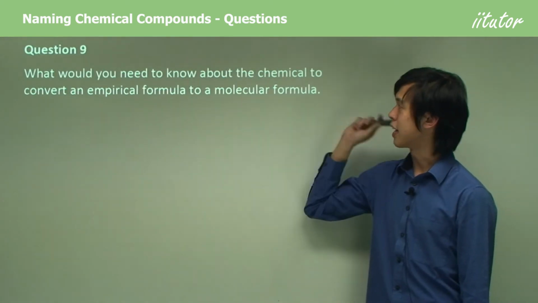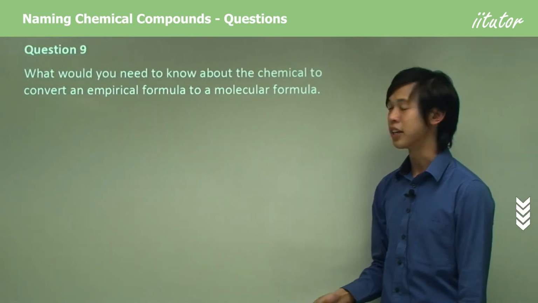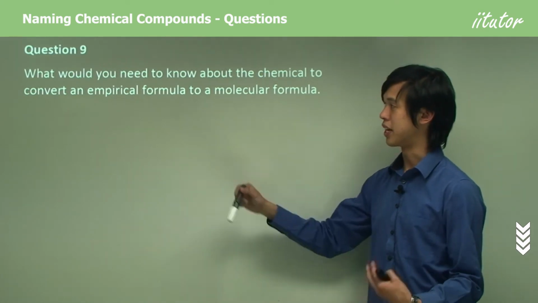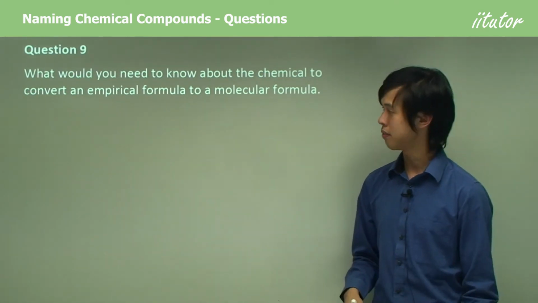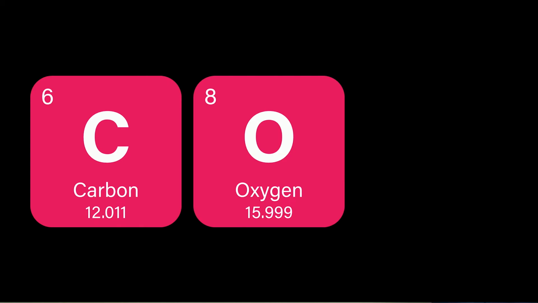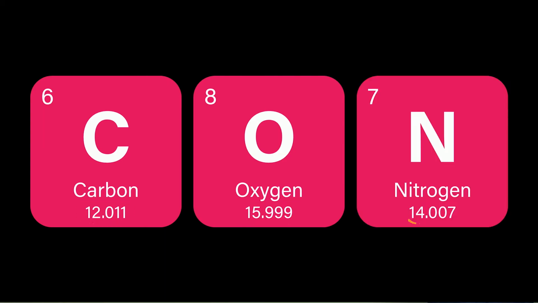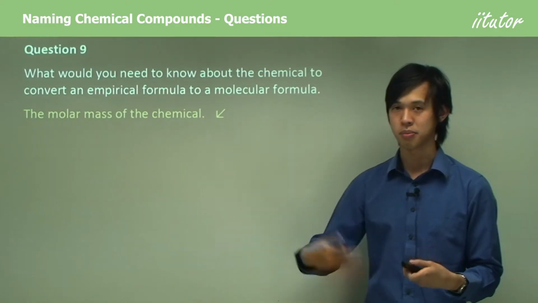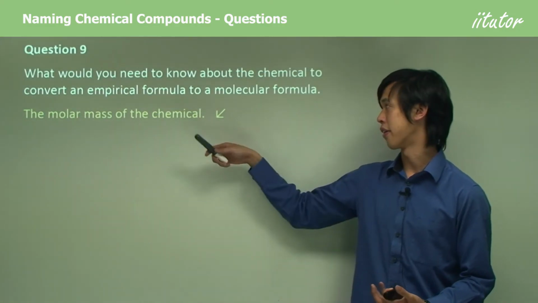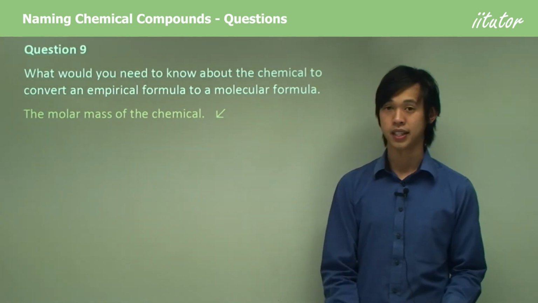What would you need to know about the chemical to convert an empirical formula to a molecular formula? And all you need to know is the molar mass. On your periodic table, it has the molar masses of each of your elements. So the molar mass of the chemical is just the sum of all of its parts. So if it's CO2, it would just be the molar mass of carbon plus the molar mass of oxygen plus the molar mass of oxygen. So all you need to know about the chemical in order to change between empirical and molecular formula is the molar mass of the chemical.